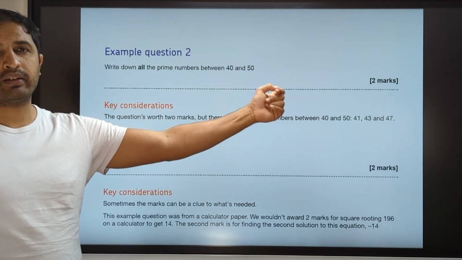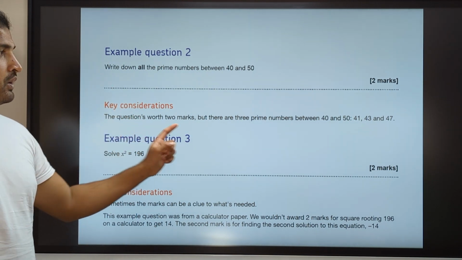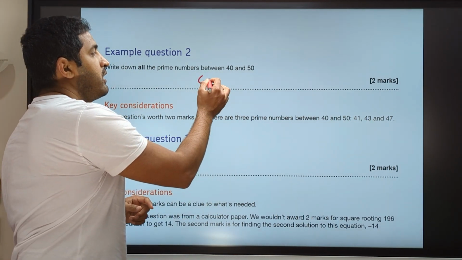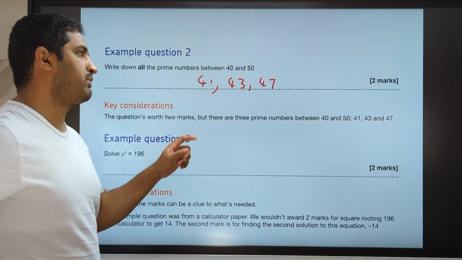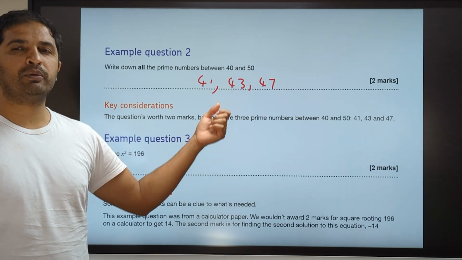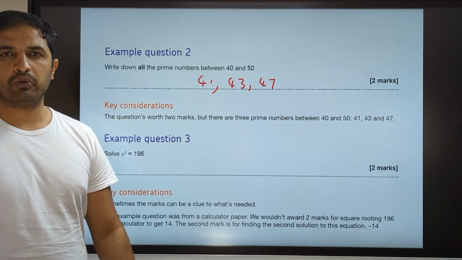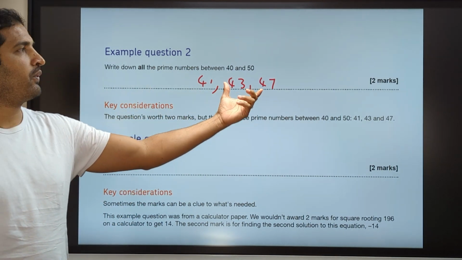Another example, list the prime numbers between 40 and 50. Again, there's 2 marks, but that doesn't mean there's only 2 prime numbers between 40 and 50. So you can look through that and you say 41 is a prime number, 43 is a prime number, and 47 is a prime number. So again, if you miss one of them out, you lose 1 mark, and if you miss 2 of those out, you lose both of those marks. Generally, that's how marking is going to work. So these are 2 marks for 3 answers.